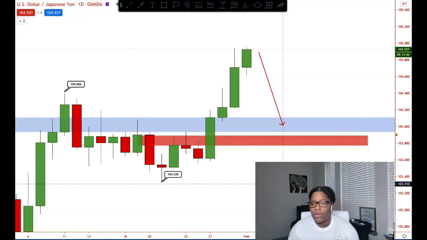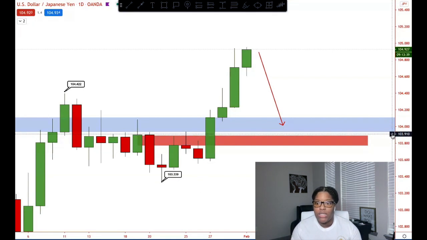I already have an alert set here. I actually have an alert set around 103.900, because if price pulls back, this is the deepest extension that I want to see price pull back to.